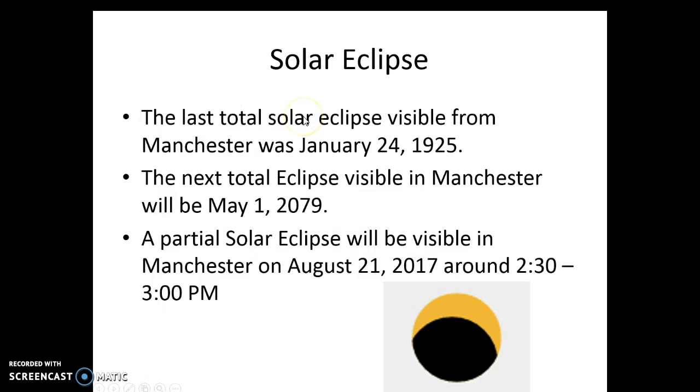The last total solar eclipse visible in Manchester was in January 24th, 1925. That's a long time ago. The next total solar eclipse visible in Manchester will be May 1st, 2079. So I'll be out there in my walker trying to see it, hopefully. I'll be almost 100 years old at that point, but we'll keep that in mind. A partial solar eclipse, though, will be visible in Manchester on August 21st, 2017. So that's not actually that far away.